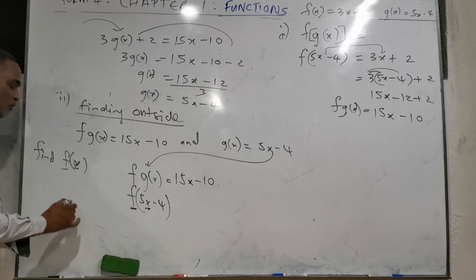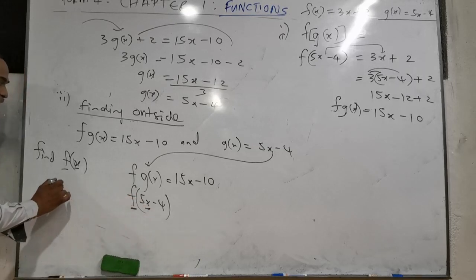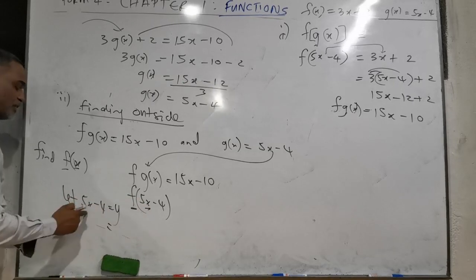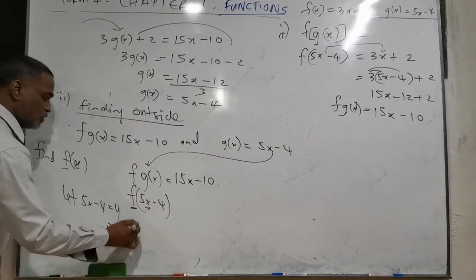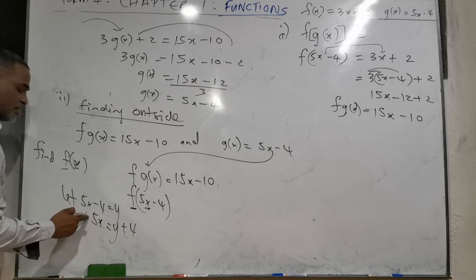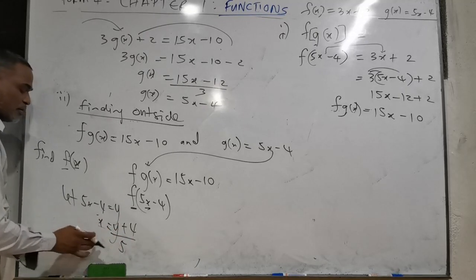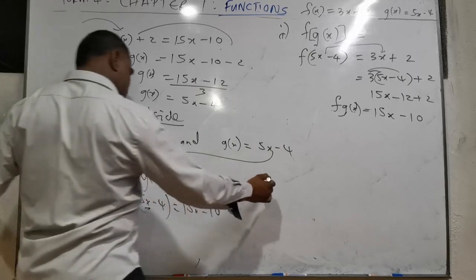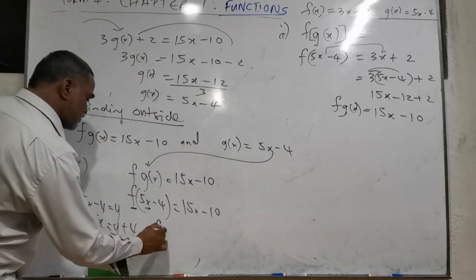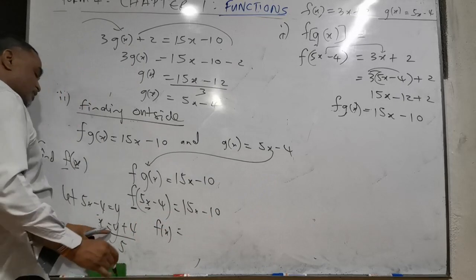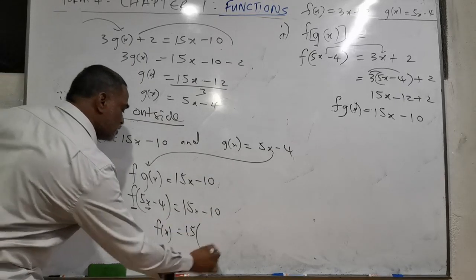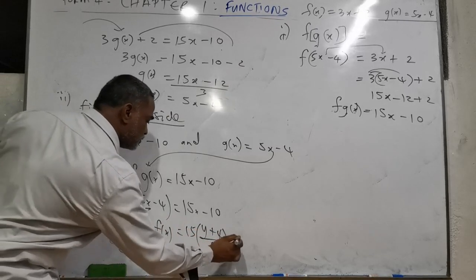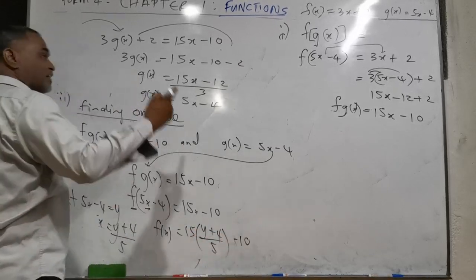So what we do, we need to find out what the x is. Let 5x minus 4 equal y. So we need to find the x. y plus 4, here times 5, bring here divide 5. So you get x ready. So 15x minus 10, around this side. You need to adjust f(x) only. So into the x, you need to substitute 15 times (y plus 4) over 5 minus 10. Then you solve, you will get f(x).